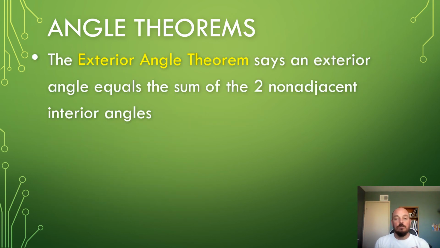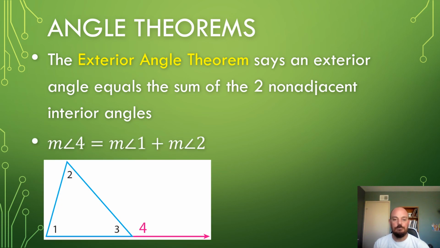Our second theorem is about exterior angles. Now this one, when you read it, might sound a little bit more confusing, but I'll show you on the picture. It's actually not that bad. The exterior angle theorem says an exterior angle is always equal to the sum of the two non-adjacent interior angles. Yeah, it sounds a little confusing, so let's look back at the picture.